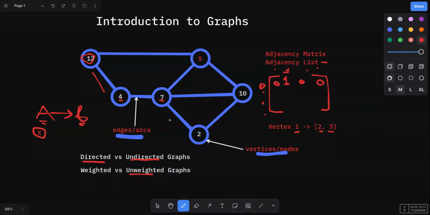And these weights can represent a number of things. For example, it can represent distance, it can represent time, or any other resource that we decide to represent with it. So if we're in a road network, and let's assume this is a road network that we have here, the weight might represent the distance between the cities. So if you have city 12 to city 5, then it has some distance.